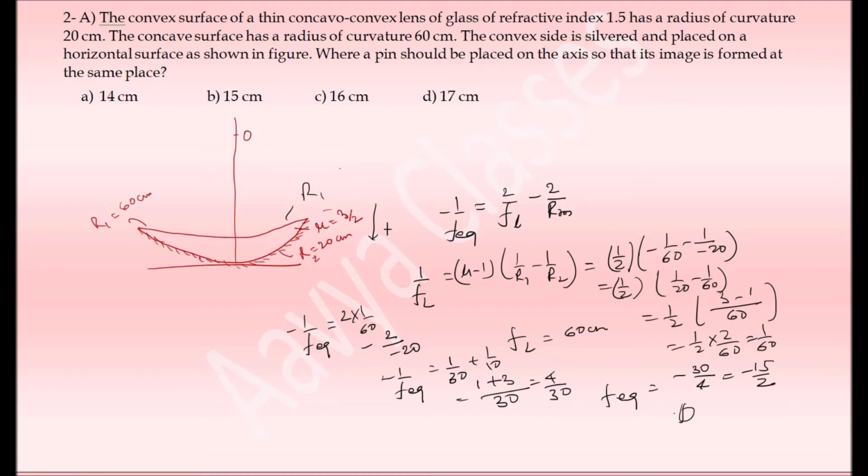So if we place the object at a distance of 15 centimeter from the equivalent system, the image will be formed at the same place as the object. So if you see the options, option B is correct.